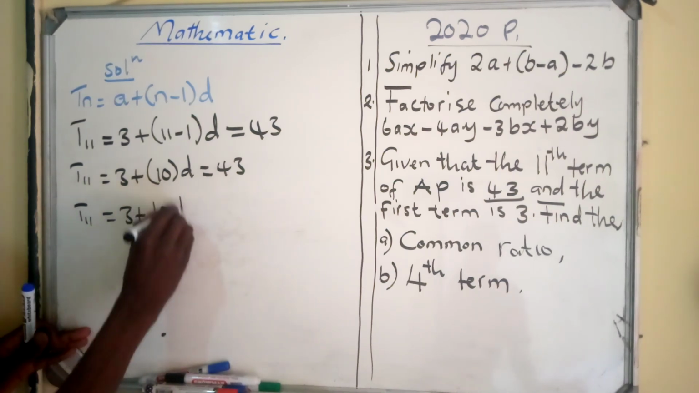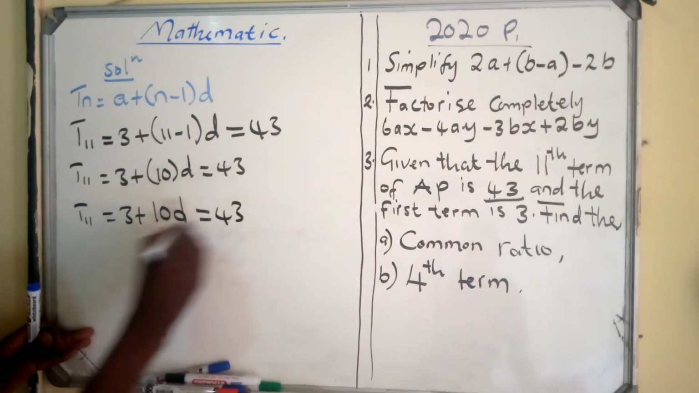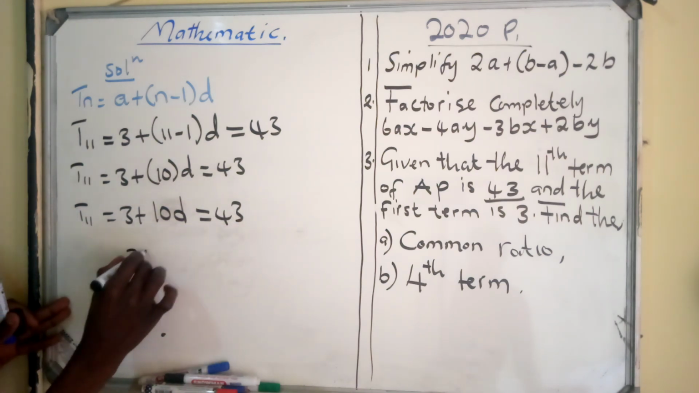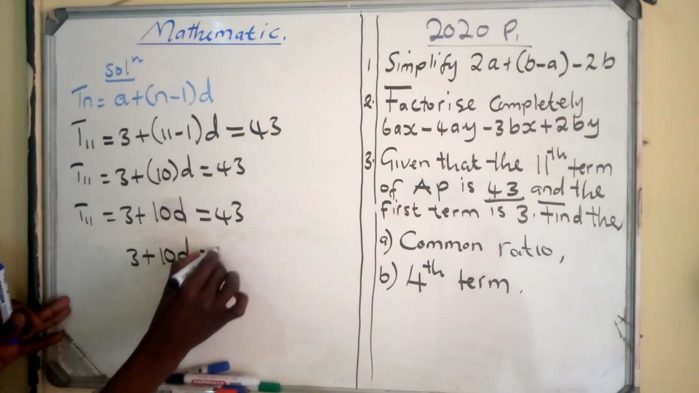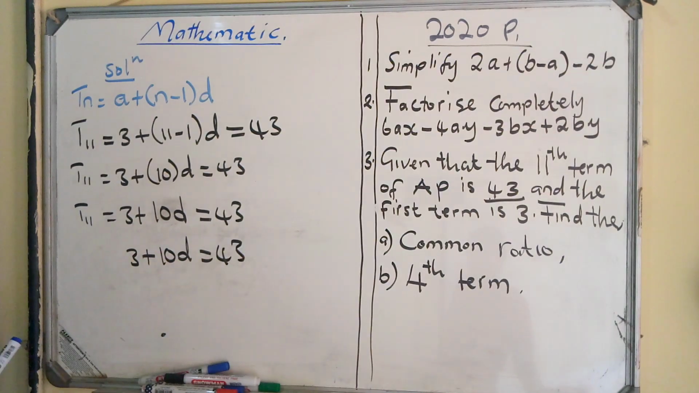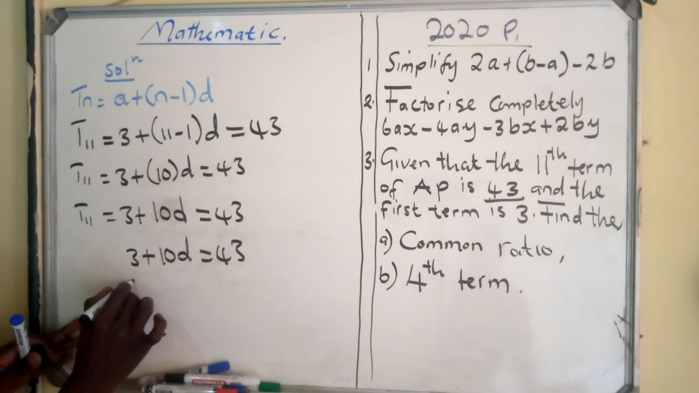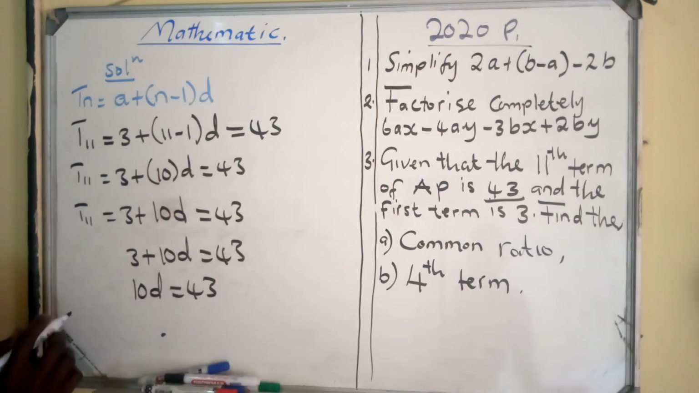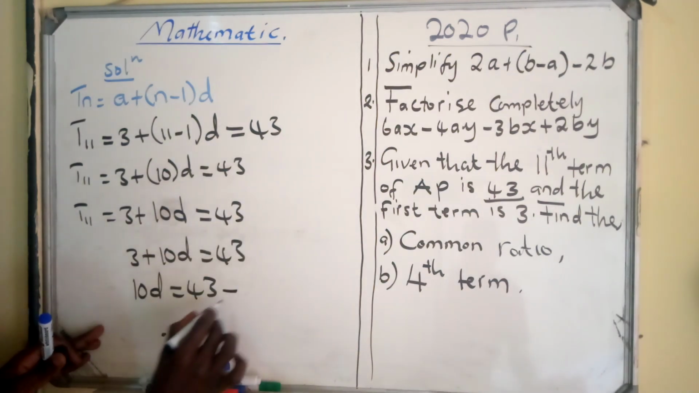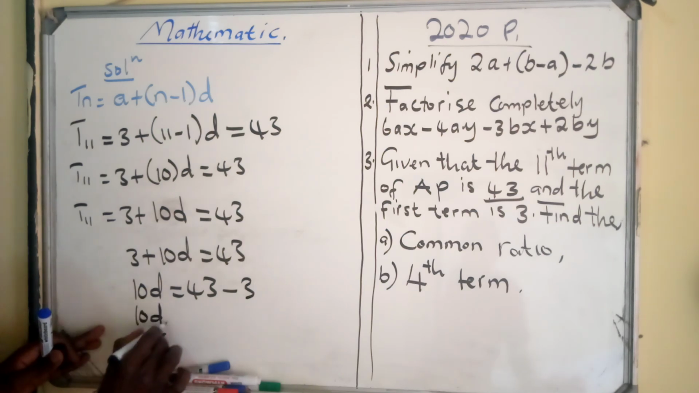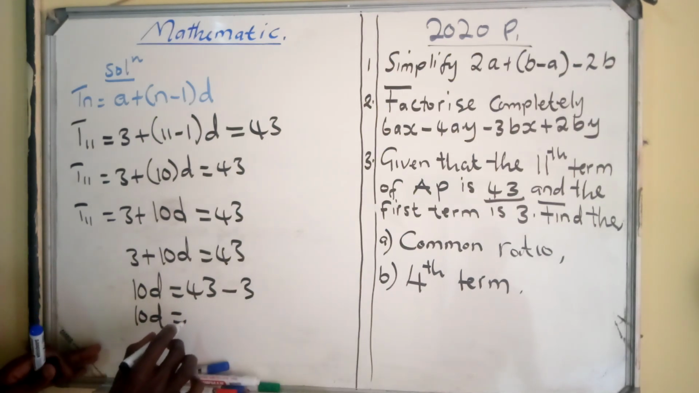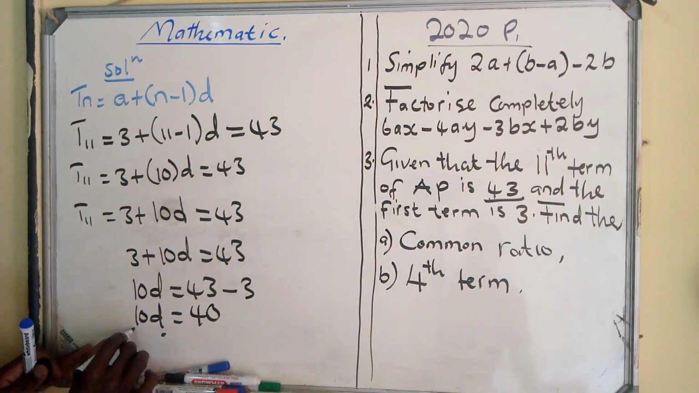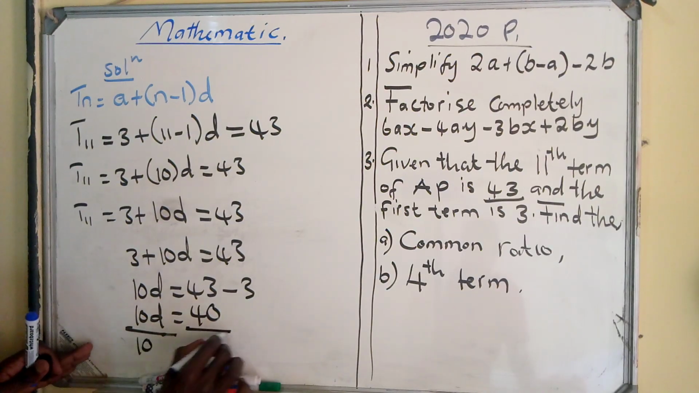10d equal to 43. So now, since we are finding the 11th term, we say 3 plus 10d equals 43. And then we collect the like terms. We're looking for d, so 10d equals 43, and then the 3 will cross to the other side, since it's positive, it becomes negative 3. So 10d equals 43 minus 3, it's going to be 40. Okay, so we're looking for d, not 10d. So we divide both sides by 10.